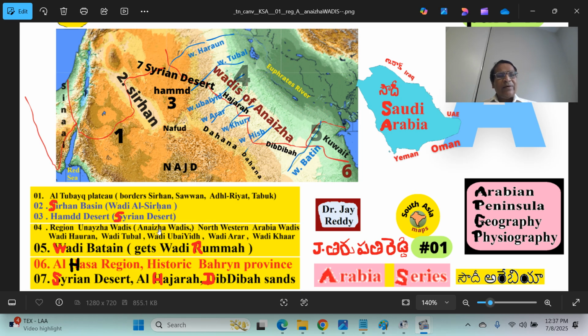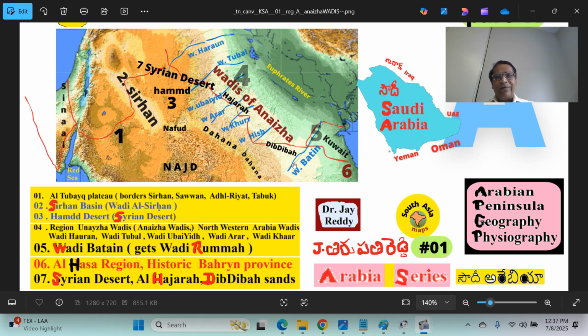Some of the wadis on the north side are Wadi Hauran, that is the region, Wadi Tubal, and Wadi Ubaid and Wadi Arar and Wadi Karar. And I have shown a separate wadi called Wadi Batin that is very prominent and comes from the Buraida region. The southern part is called Wadi Ruma, and that is the historical travel area from Mesopotamia to the Hejaz Mecca region.